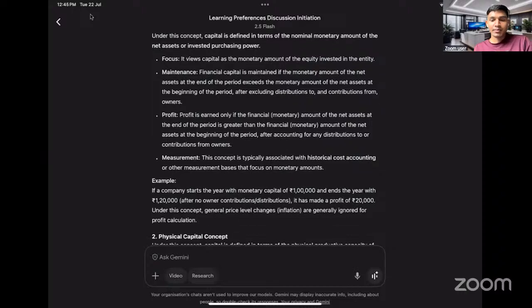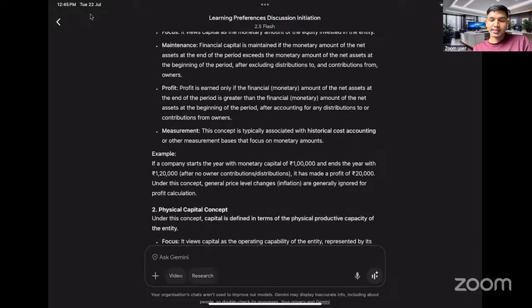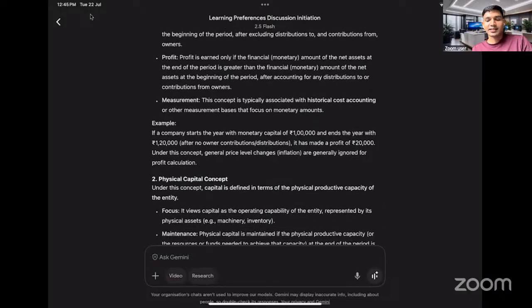Now we'll see the measurement. This concept is typically associated with historical cost accounting or other measurement bases that focus on monetary amounts. Example, if a company starts the year with a monetary capital of 1 lakh rupees and ends the year with a capital of 1 lakh 20,000 rupees after no owner contribution or distribution, it has made a profit of rupees 20,000. Under this concept, general price level changes, inflation, are generally ignored for the profit calculation.